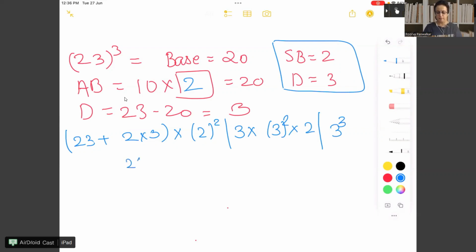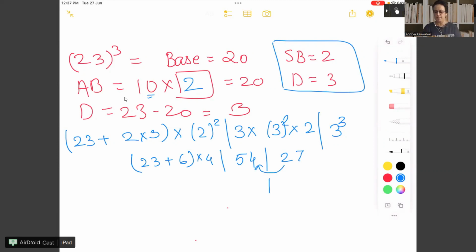23 plus 6, that is 23 plus 2 twos are 6, into 4, plus 3 threes are 9, 9 threes are 27 into 2 is 54, and the cube of 3 is 27. Now, before we move ahead, my actual base, which is 10, has only one digit in the 10. So my last digit can have only one number. So this 2 is added to the previous number.